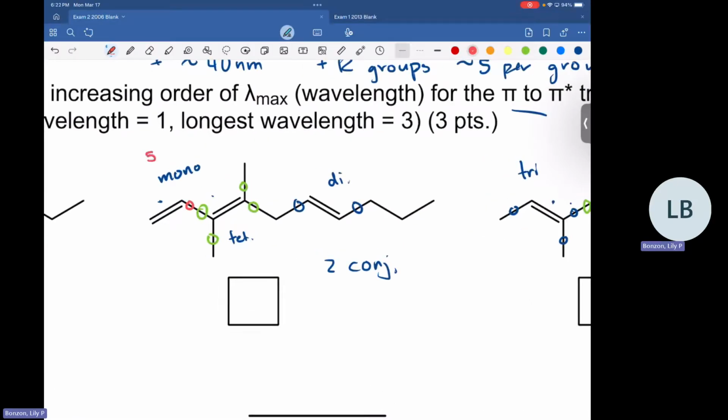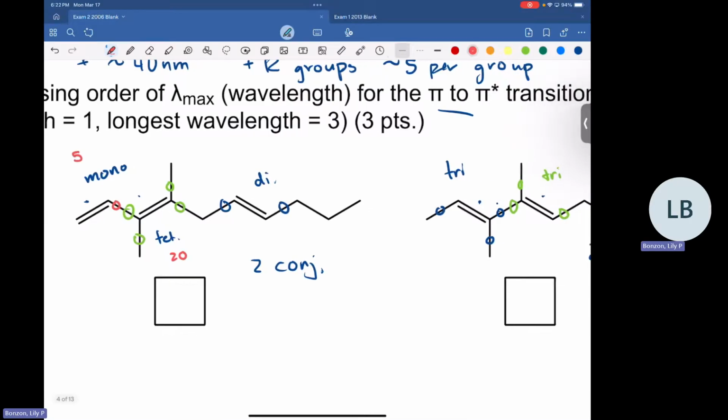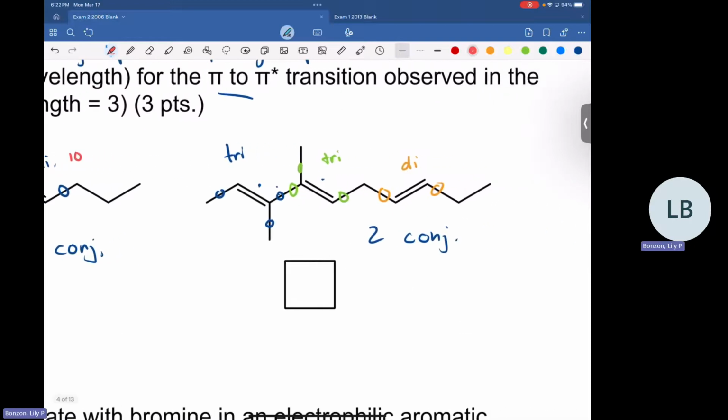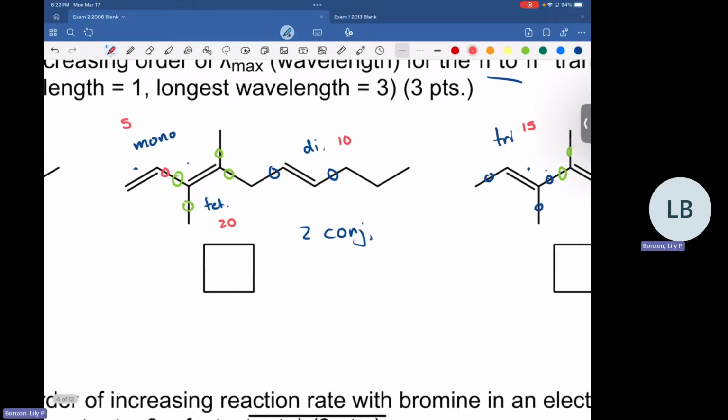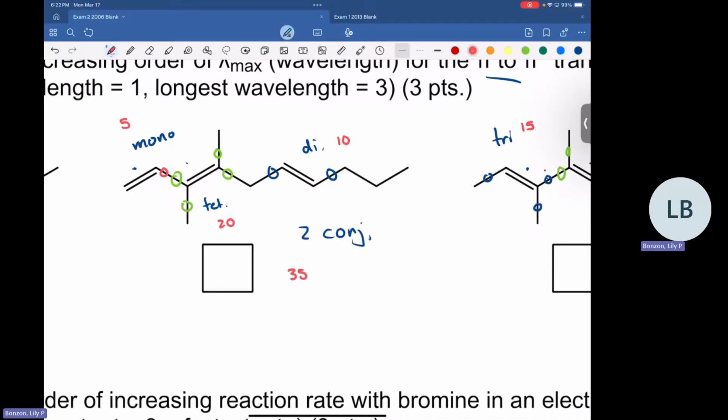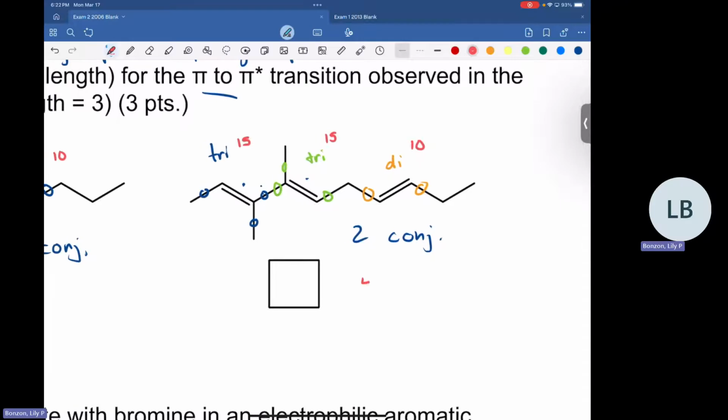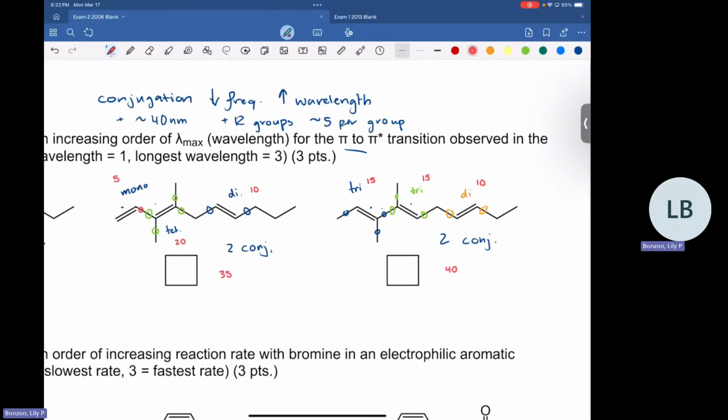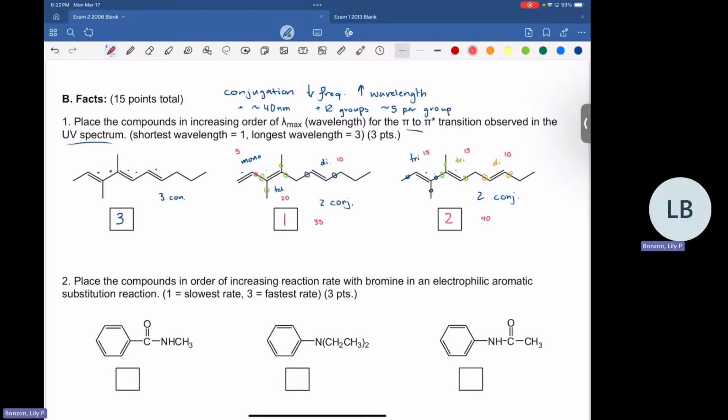So mono would be 5. Tetra would be 5 times 4, which is 20. And then di would be 2 times 5, which is 10. Tri, so that's 15. Tri, which is 15. And di, which is 10. So in the middle, we have 35. And then on the right, we have 40. So it's a very slight difference, but the group on the right is going to be just slightly longer in wavelength. So it's going to get our number 2, and the middle is going to be our shortest wavelength. Any questions on this one?